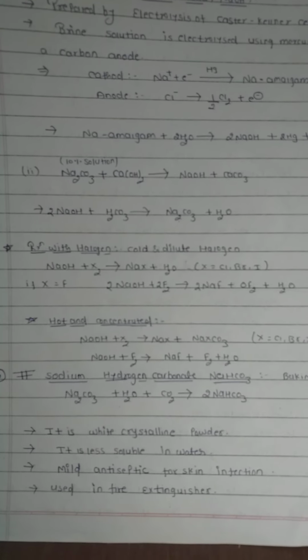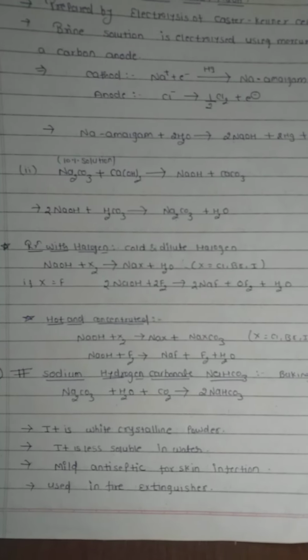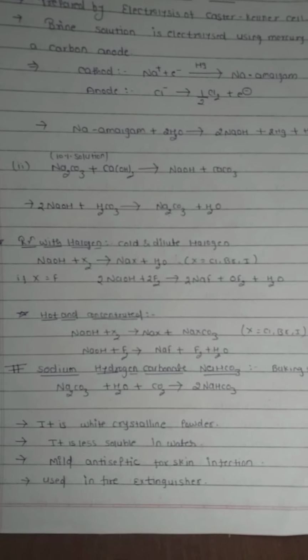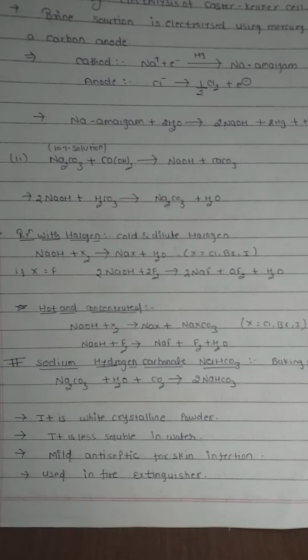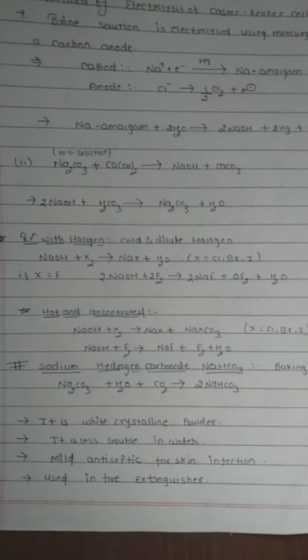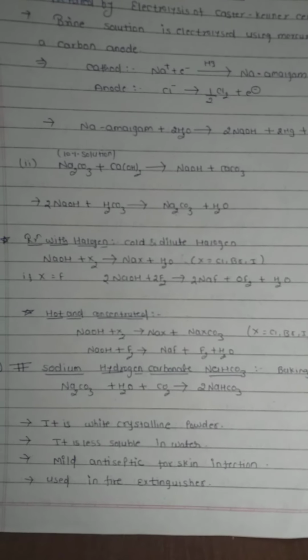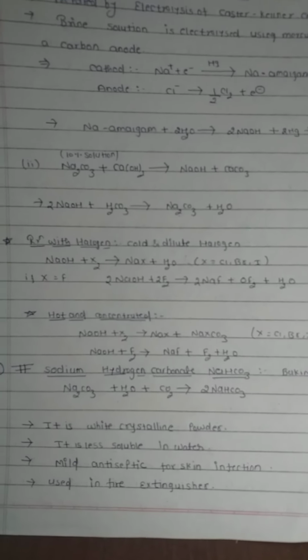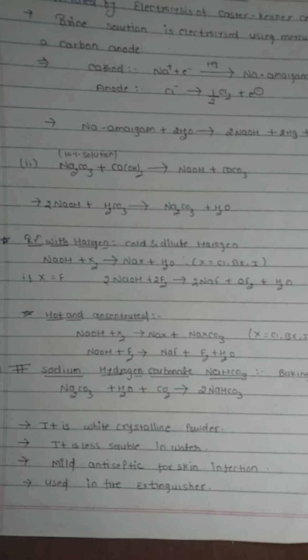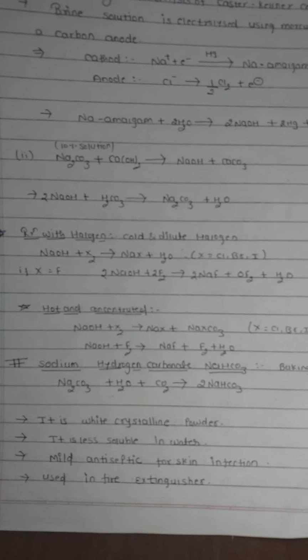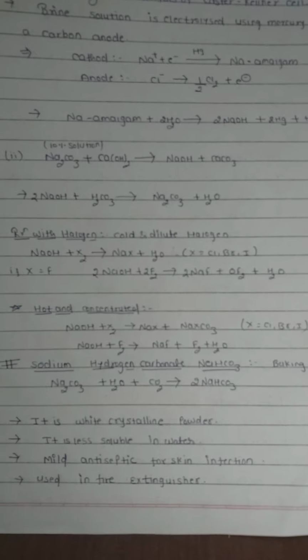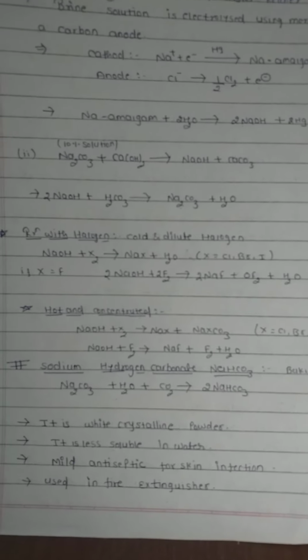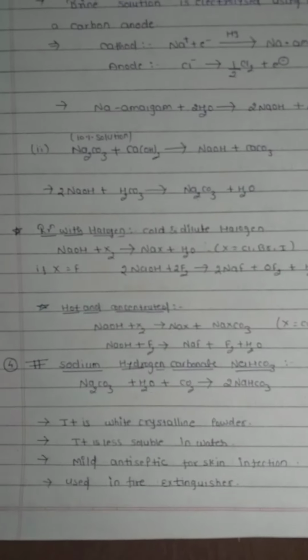plus X2 gives NaX plus H2O. Here X is chlorine, bromine, and iodine. And when X is equal to F, that means the halogen is fluorine, in that case NaOH reacts with F2. This is a balanced reaction and forms NaF plus OF2. So here OF2 is forming extra, and water is formed.